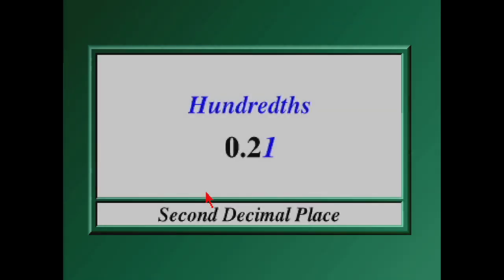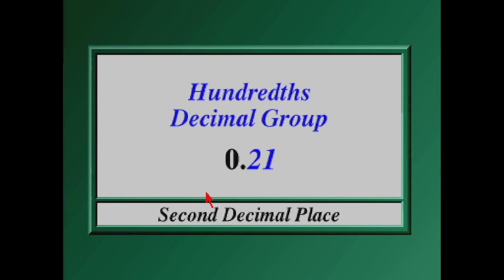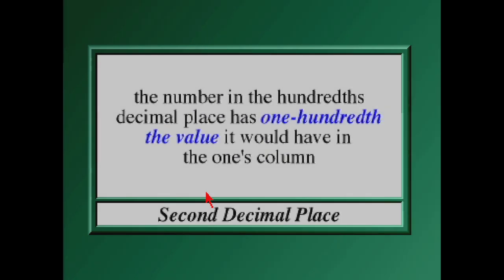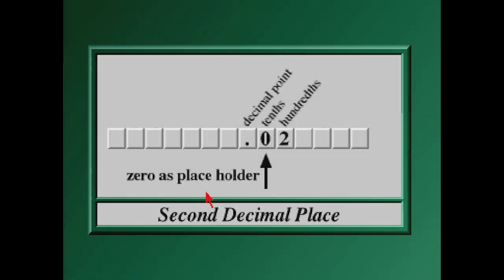The second place to the right of the decimal point is called the hundredths decimal place. The first group of 2 places to the right of the decimal point is called the hundredths decimal group. The number in the hundredths group has 1/100th the value it would have in the ones column. The numbers in the hundredths group are read as hundredths.